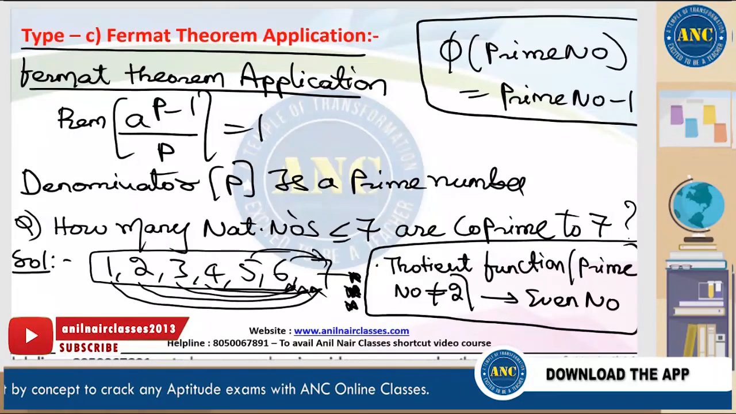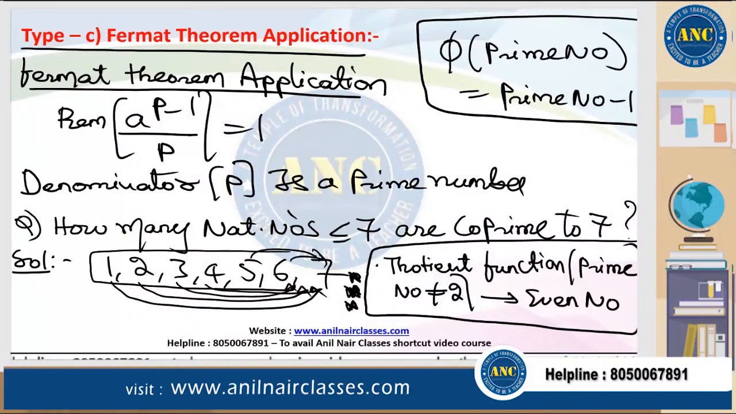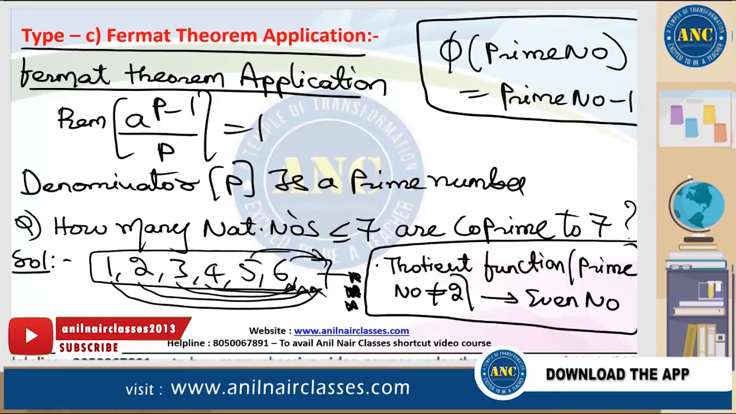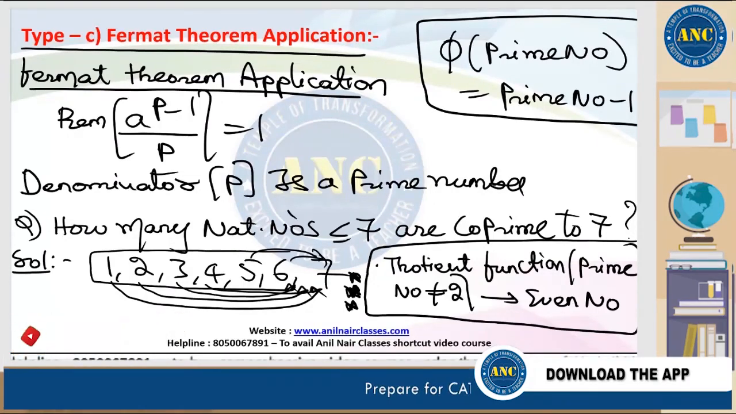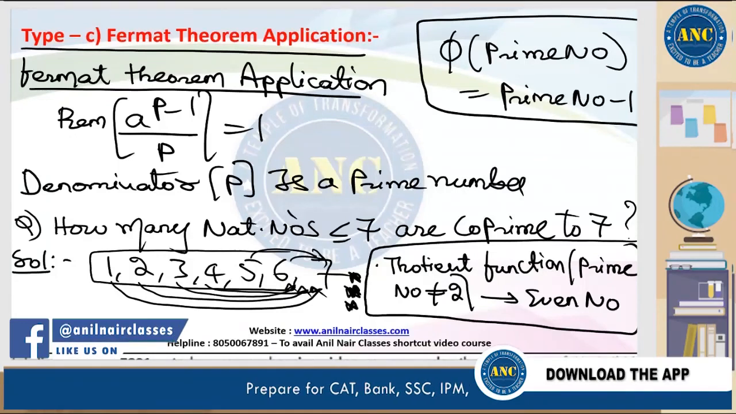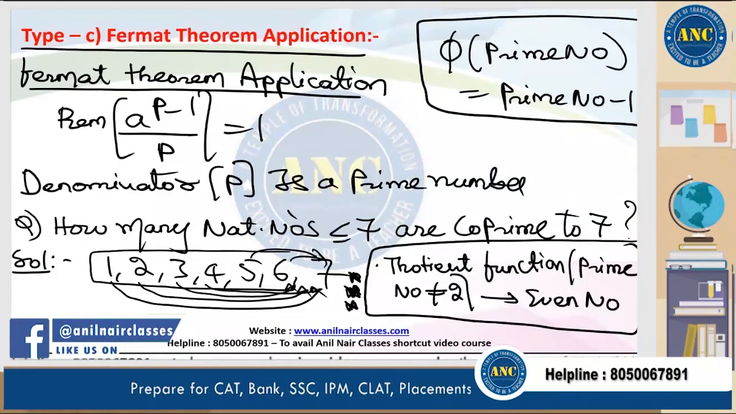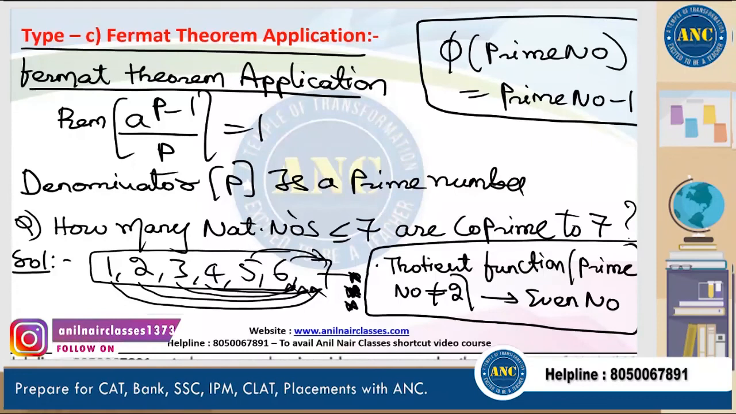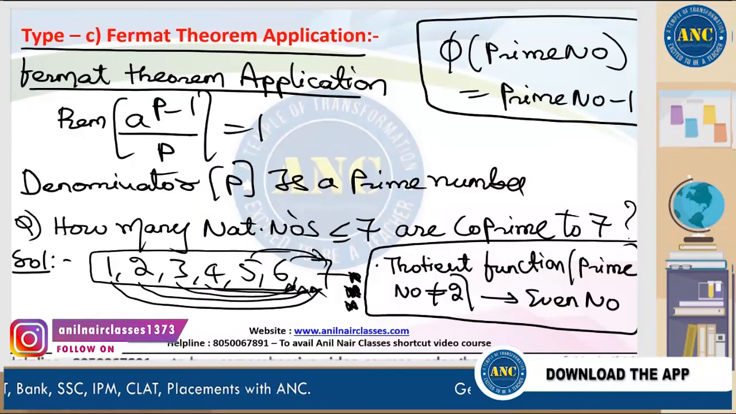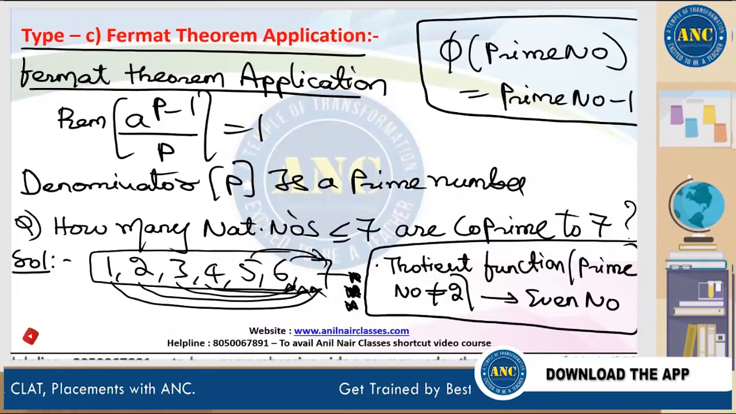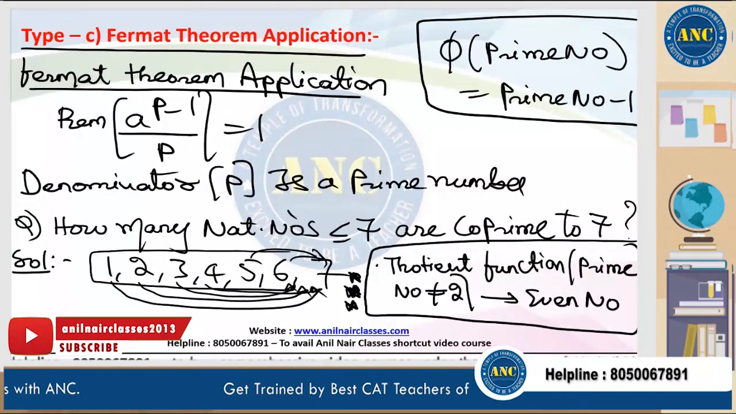See, any number less than a prime number is actually co-prime to that given number. 7 is not co-prime to 7. 1 is co-prime to 7. 2 is co-prime to 7. 3, 4, 5, 6 are co-prime to 7. So, totient of any prime number other than 2, remaining all are odd numbers. Odd minus 1 is even.